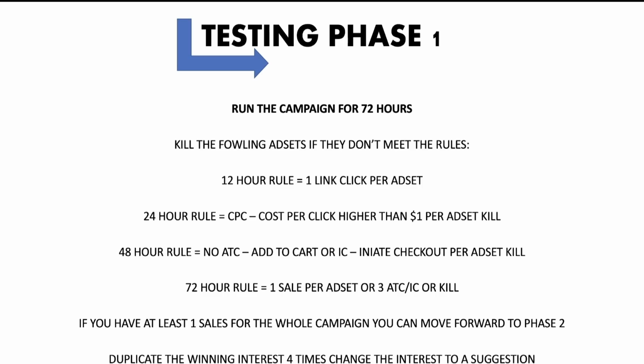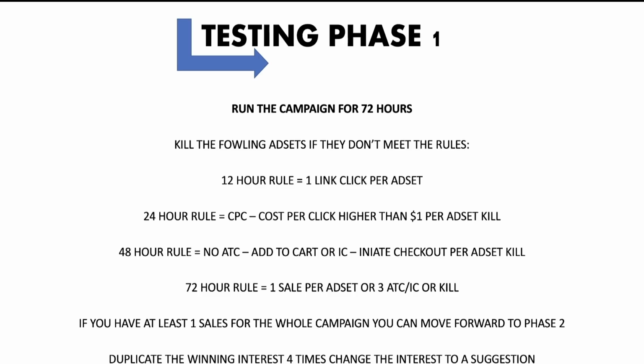So this is what you want to do when you leave the campaign for 72 hours. You want to kill the following ad sets if they meet this rule. 12-hour rule, they want to have at least 1 link click. 24-hour rule, you want to make sure that the cost per click is lower than $1. The 48-hour rule, an add to cart or initiate checkout. 72-hour rule, 1 sale or 3 add to carts, and this is per ad set. If you have at least 1 sale for the whole campaign, you can move forward to phase 2.